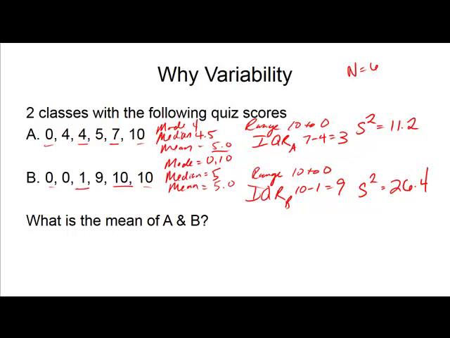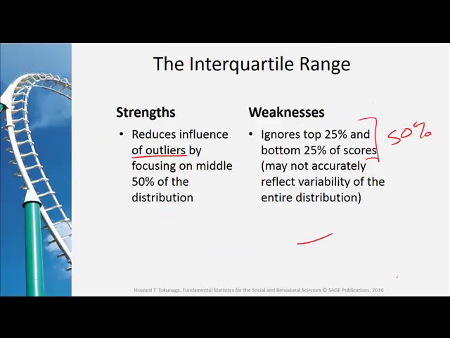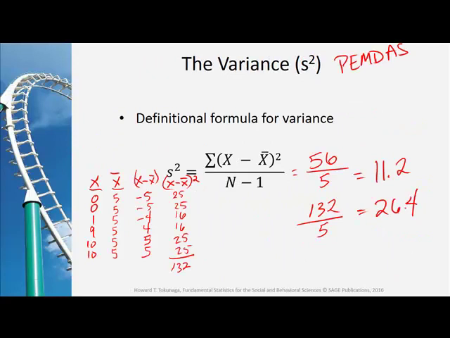Now, hopefully you can see with the variance that there is a large difference between our 11.2 and our 26.4. What is this measuring? This is measuring how much the squared distance from the mean is on average. That's the variance. Remember, it's the squared distance from the mean on average.